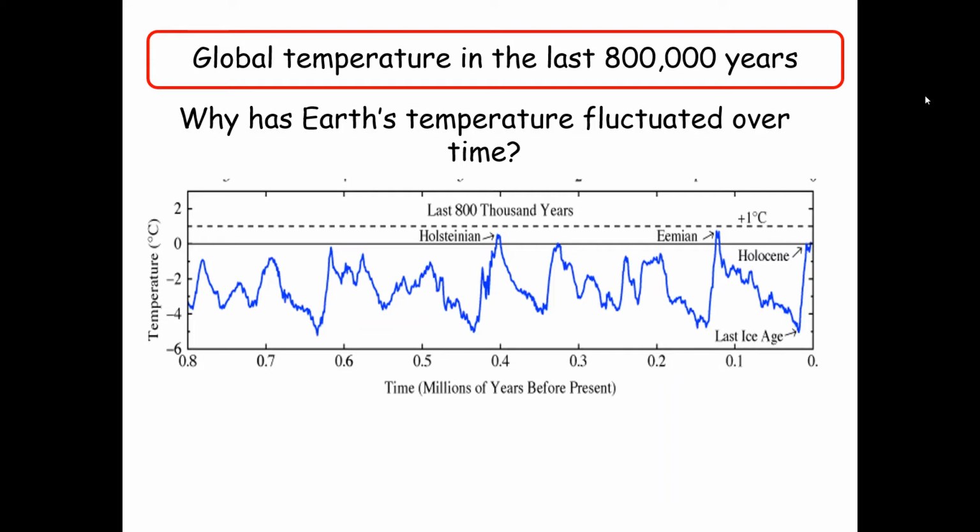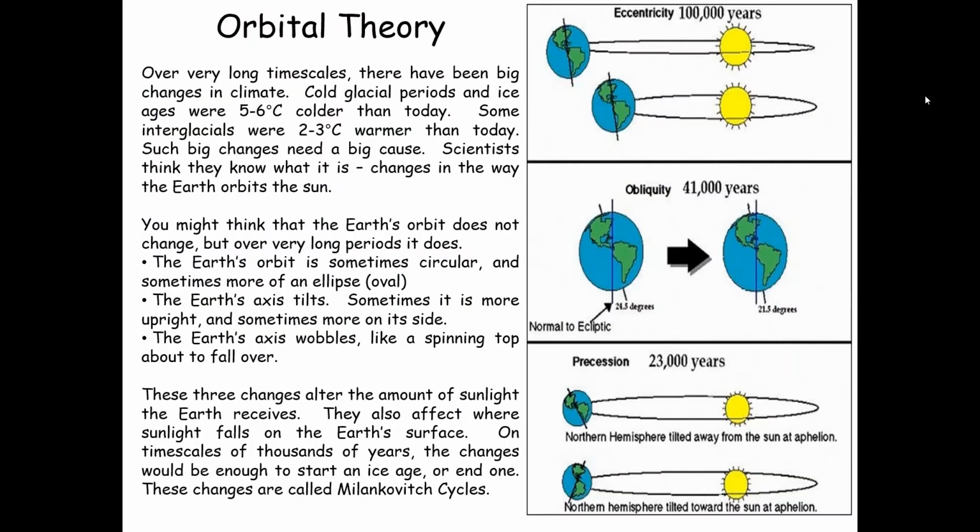Now, modern humans have only been on Earth for the last 200,000 or 300,000 years. That suggests that these factors are natural. And there's three natural causes of climate change that we need to understand. First of which is what we call the orbital theory. Over periods of thousands of years, there's been small changes in the way the Earth moves around the Sun. These are called the Milankovitch cycles.